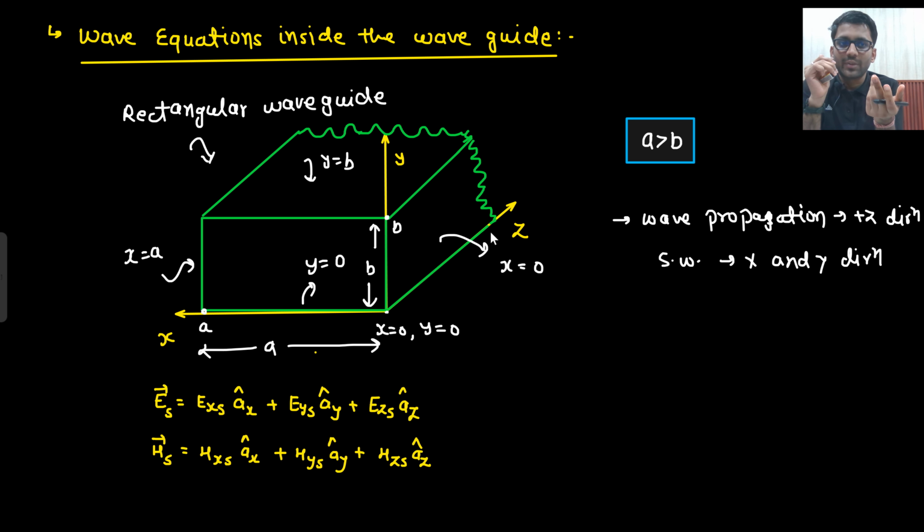The direction of wave propagation is Z, but still it can have any component. It can dance in X direction, it can dance in Y direction, and it can dance in Z direction. Same goes for magnetic field. Is that clear to you?